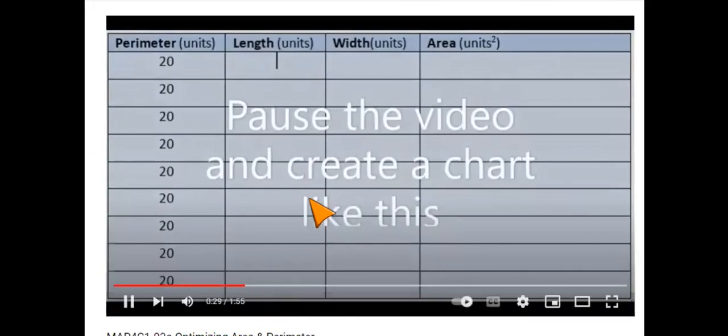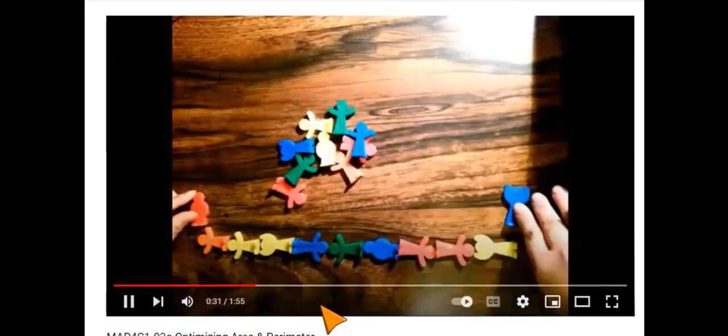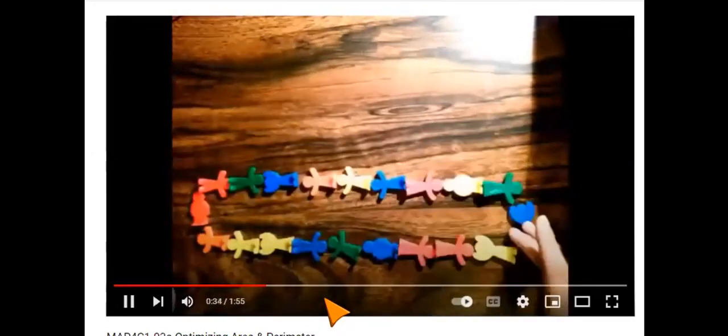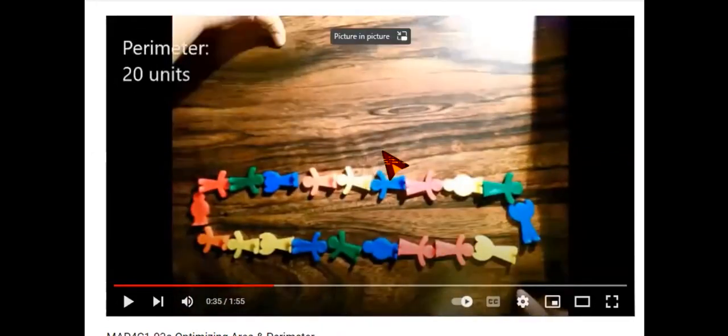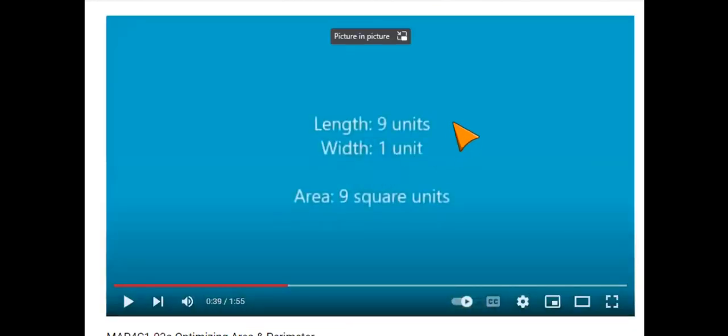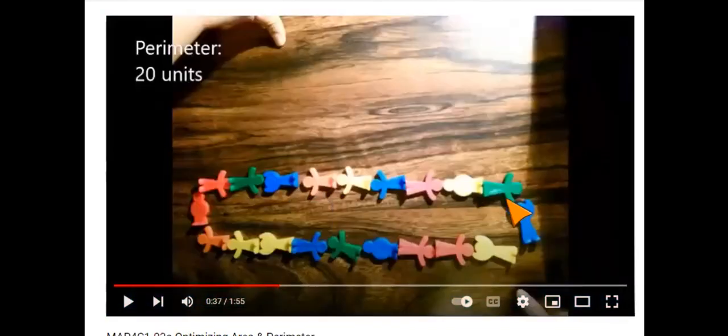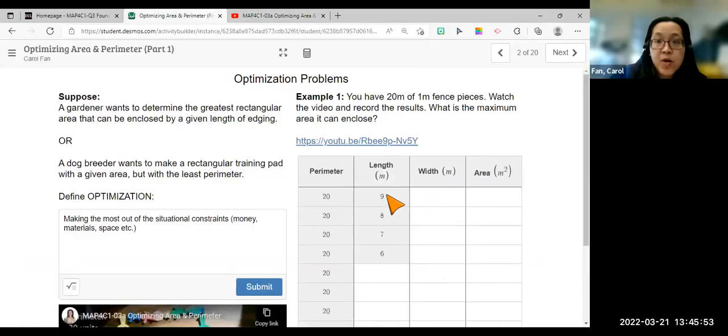So we've created a chart already. Okay, so the first one, we have a perimeter of 20. Let's go back to get the length and the width. So length here, 1, 2, 3, 4, 5, 6, 7, 8, 9. And then the width here is 1. So length of 9, width of 1. We know that area is length times width. So let's multiply that and we get 9.